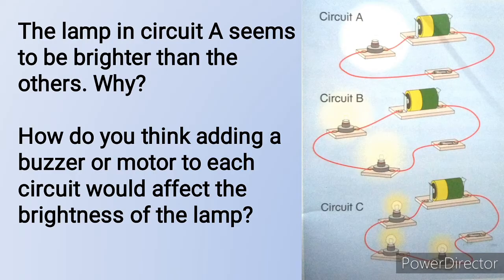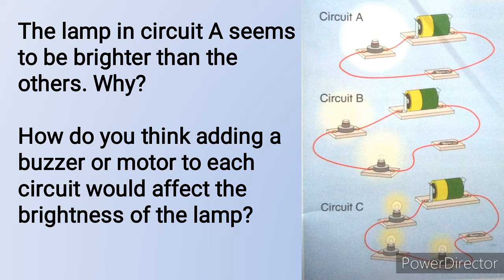The lamp in circuit A seems to be brighter than the other. Why? Simple. Circuit A has a single lamp with the same battery. All of them having the same battery. Hope you know. Yes. Less work is done. And if you look very well, even the wire for circuit A is also short. Is it not? Yes. So less work is done in circuit A, hence the bulb will light up very well. So the load, the wire, and the energy all contribute to making the bulb light more than circuit B and C.